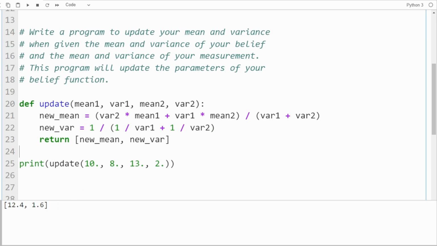I run it again for my other example of equal variances and 10 and 12 as a mean. And miraculously, the correct answer comes out. 11 for the new mean and 2 for the new variance. If you program this correctly, then congratulations, you've just programmed an essential update step in the Kalman filter, the measurement update step. That's really the difficult step in Kalman filtering. The other one, the prediction step or the motion step, is much, much easier to program.